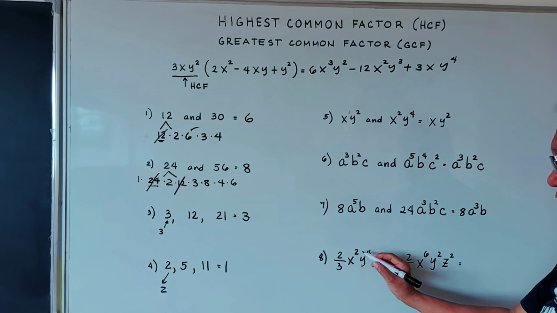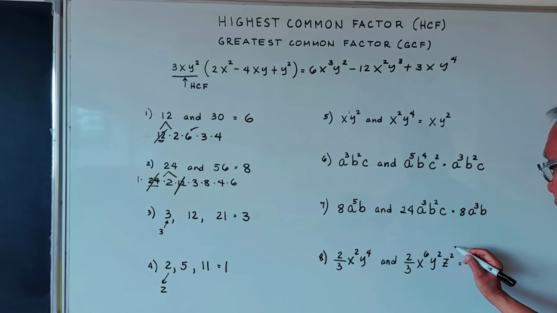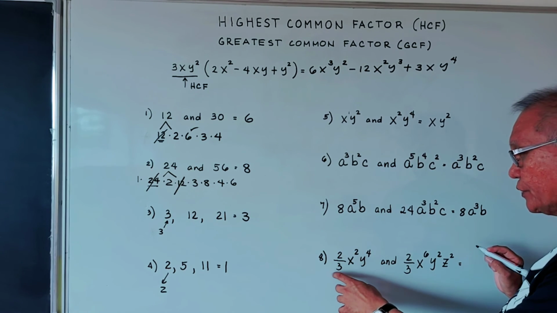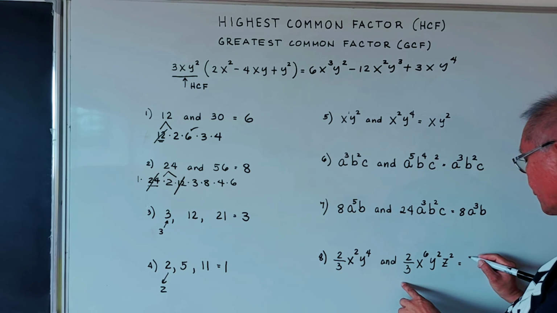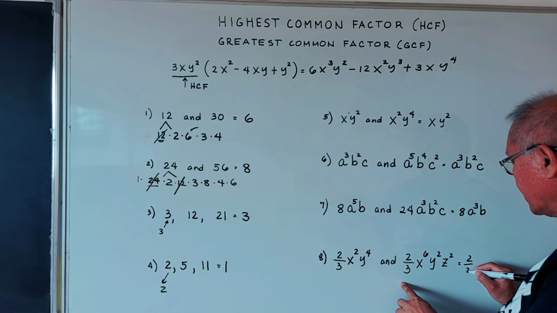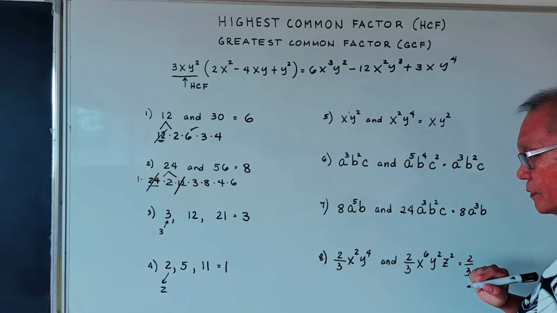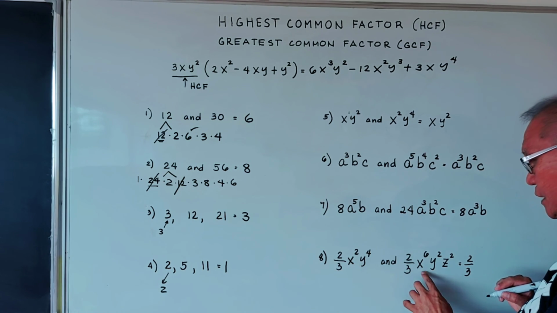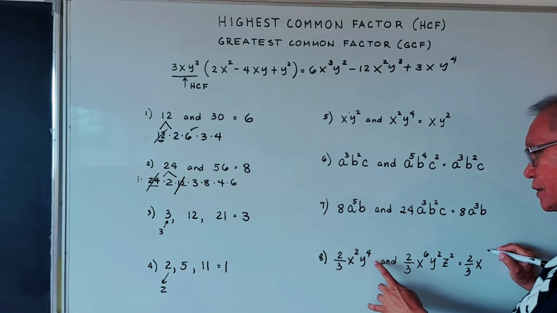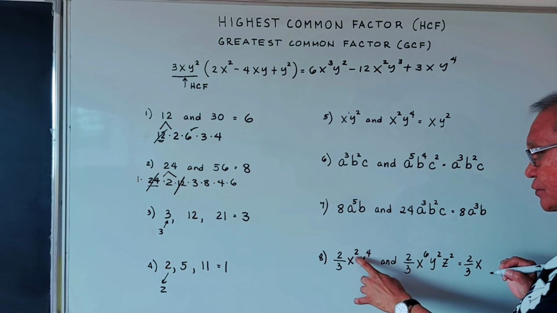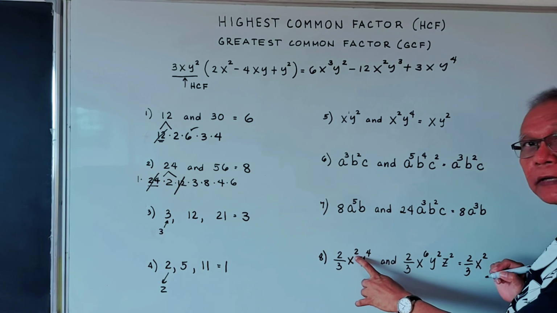Here, 2/3 x squared y to the 4th and 2/3 x to the 6th y squared z squared. Here, class, we have the numbers 2/3 and 2/3. Of course, they are the same, so we can extract 2/3 because they are the same. So x, we have an x. This one is to the second, this one is to the sixth, so we choose x squared.